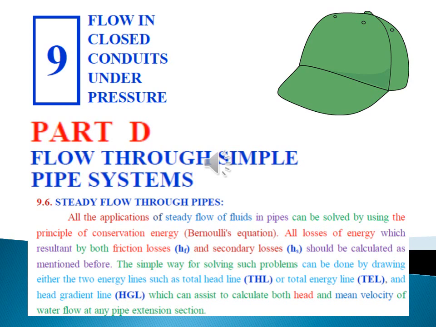The simple way for solving such problems can be done by drawing both energy lines, such as the total head line THL or total energy line TEL, and the hydraulic gradient line HGL, which can be used to calculate both the head and the mean velocity of water flow at any pipe section.